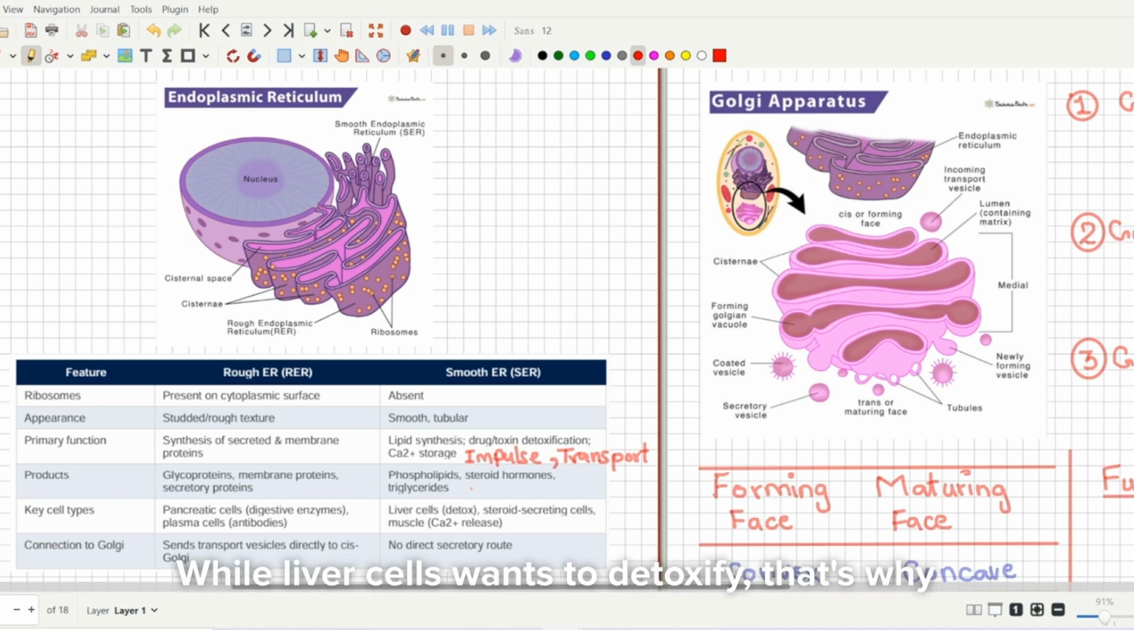Liver cells want to detoxify, which is why SER is more abundant in liver cells. Steroid-secreting cells also contain SER because steroid hormones are made by smooth endoplasmic reticulum, and muscles also contain SER because SER stores calcium plus 2 ions.